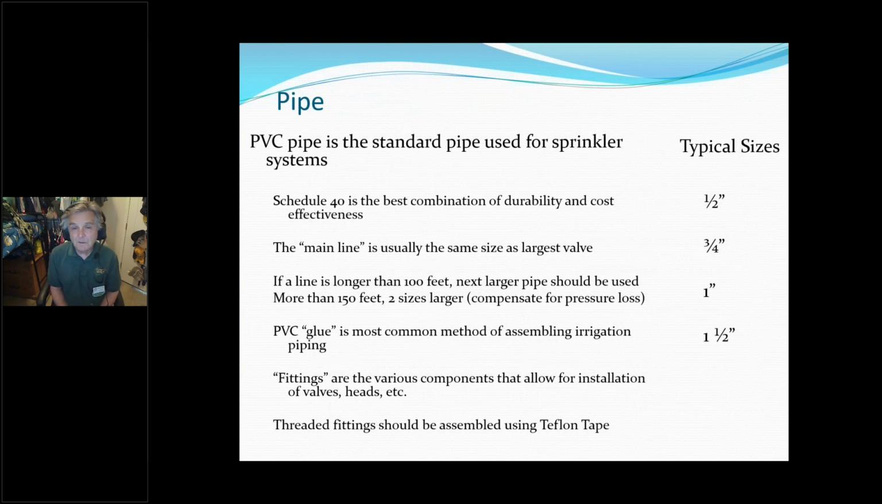Then the piping. The piping is PVC pipe, which is polyvinyl chloride. Schedule 40 is the most common used pipe. It's the most durable and cost effective. Typically comes in 1/2 inch, 3/4, and 1-inch sizes. Depending on the size of the valve you're using, that would determine the size of the piping you're going to use for your main line. So if you've got a 3/4 inch valve, you'll have 3/4 inch pipe, 1-inch, etc.